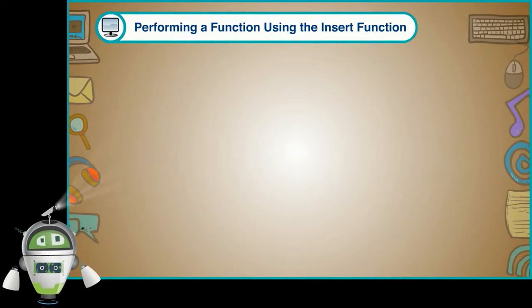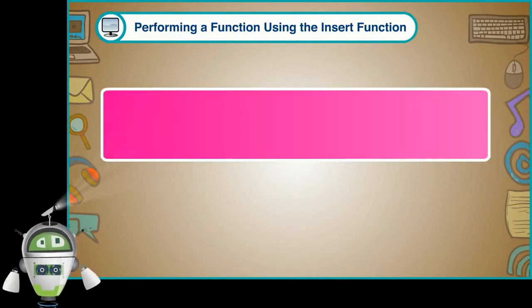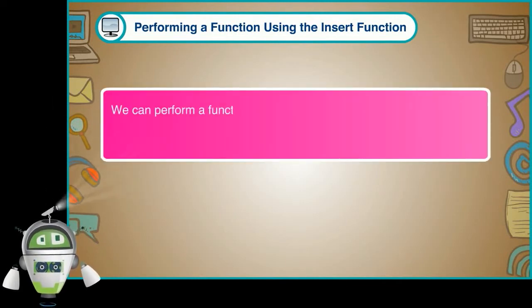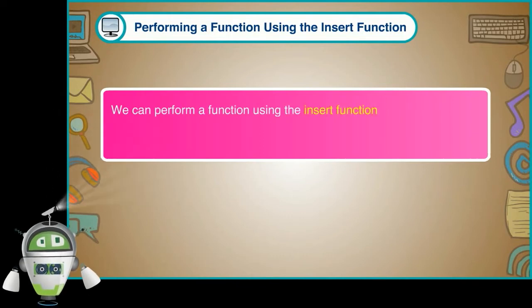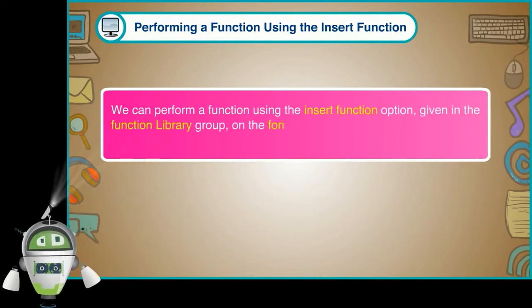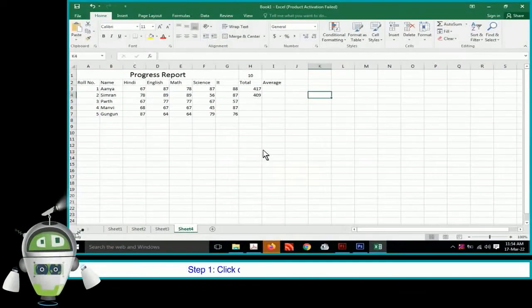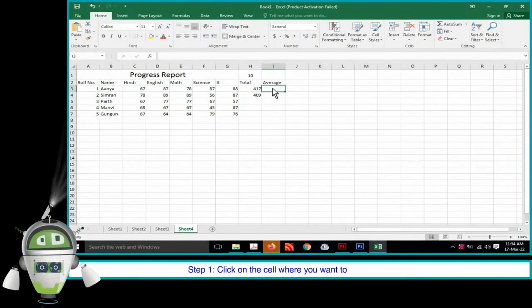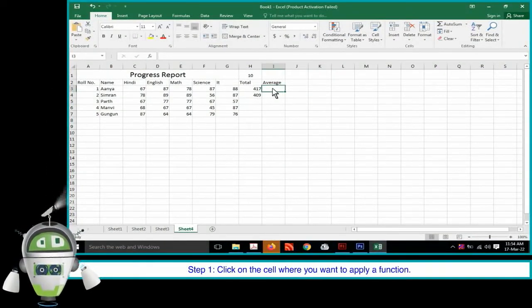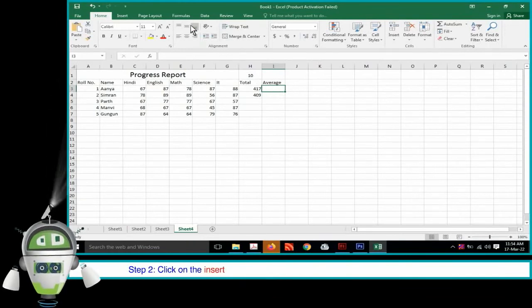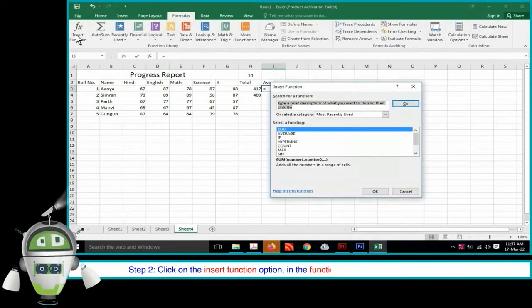Performing a function using the Insert Function. We can perform a function using the Insert Function option given in the Function Library group on the Formulas tab. The steps to perform a function are as follows. Step 1. Click on the cell where you want to apply a function. Step 2. Click on the Insert Function option in the Function Library group on the Formulas tab.